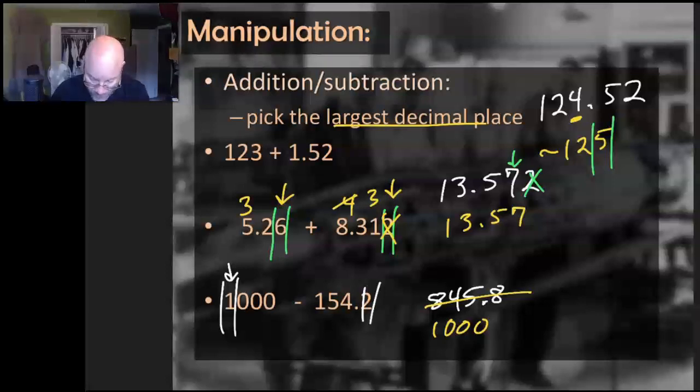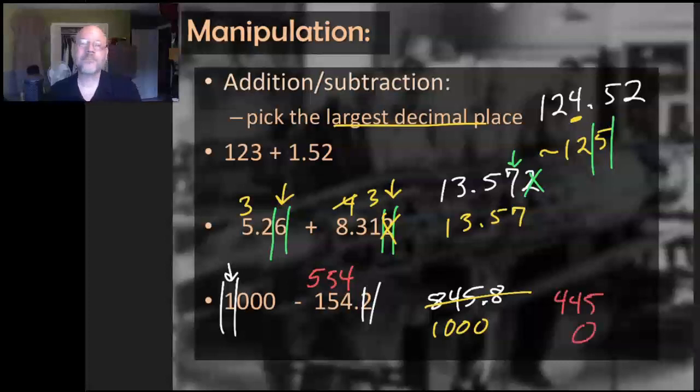Well, it could begin to make a difference if this was 554. Because if it's 554, then I'm going to get 445, and that rounds to 0. So I've got to go to the nearest thousandth. I don't have any choice. I have to go to the nearest thousandth.